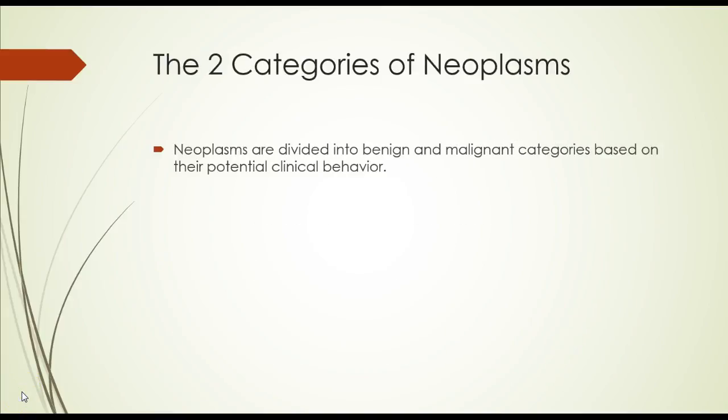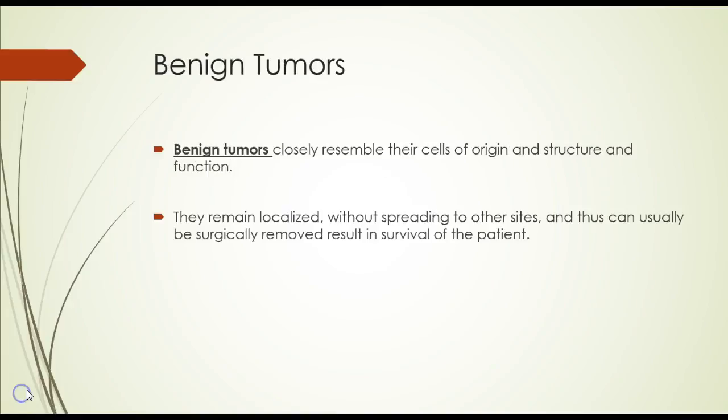Neoplasms are either benign or malignant. They're either fairly non-harmful, or they're harmful with the potential of spreading to other parts of the body. Benign tumors grow with cells that look like or are similar to cells of their origin with regards to structure and function. They usually stay within a certain area without spreading to other sites, but they're just a little bit different. There are examples of benign tumors in the skeletal system coming up to give you good examples of these. But these can be removed surgically, and usually the patient has a high survival rate.